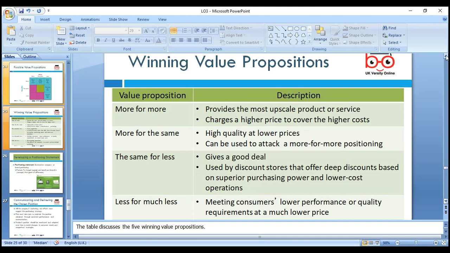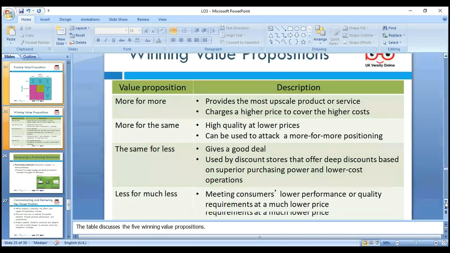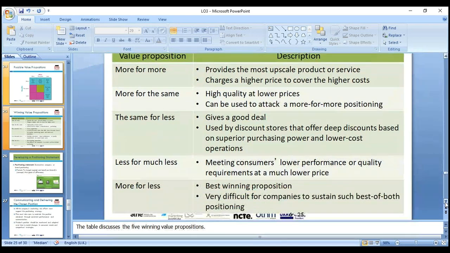The same for less gives a good deal. Maybe it's a new tax this year, an inheritance tax, and we can offer clients that we will still provide the same service, advise you on the inheritance tax as well, or any other legislation change, we'll deal with it, but we'll charge you the same fees.